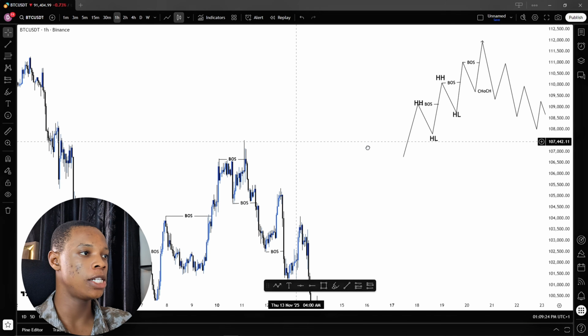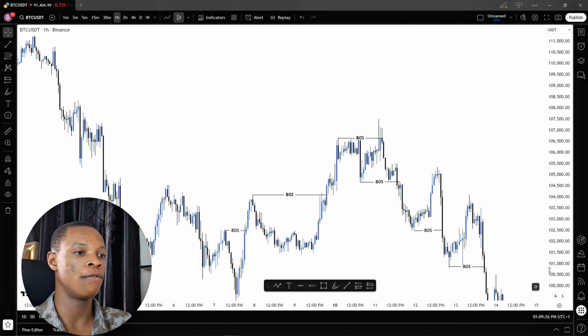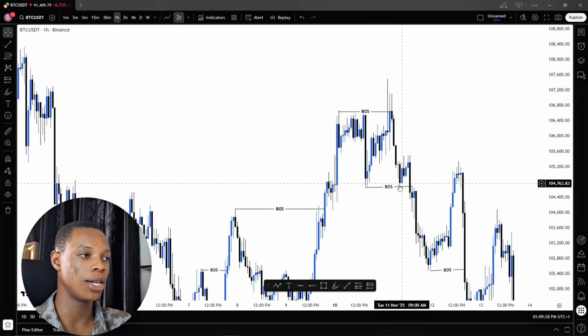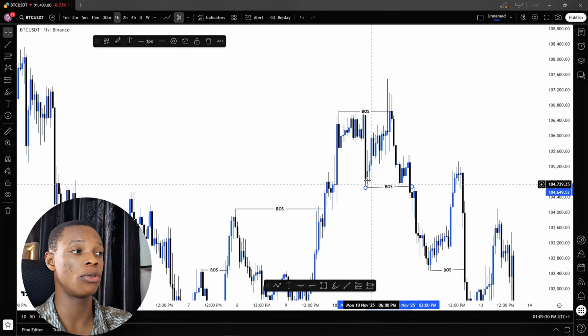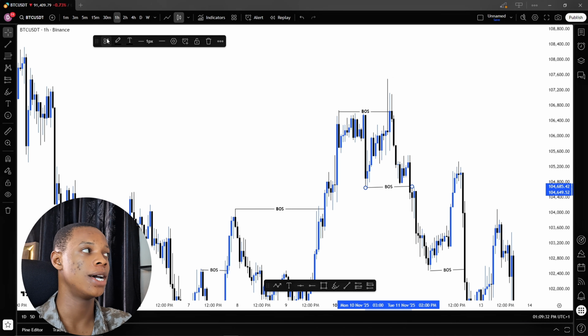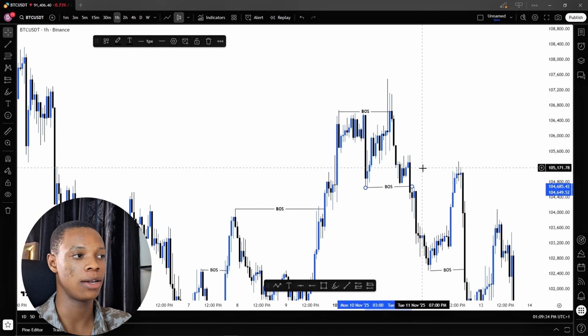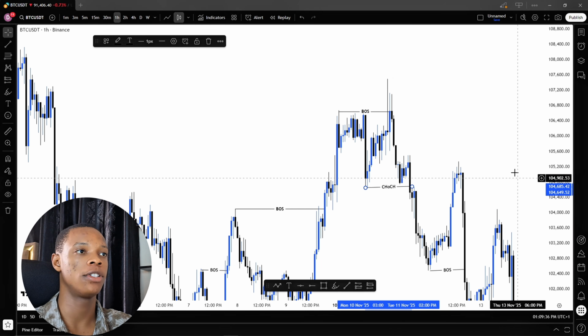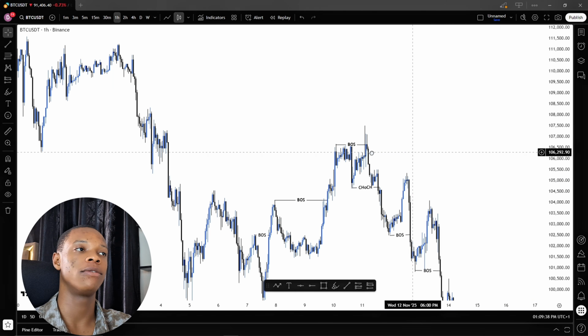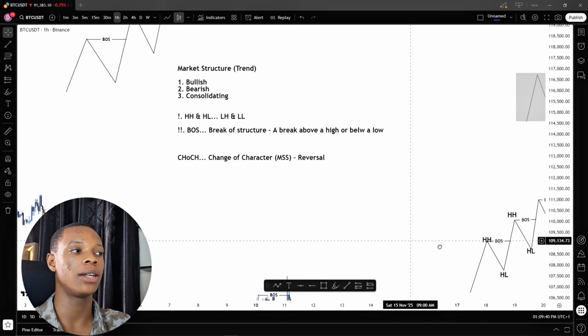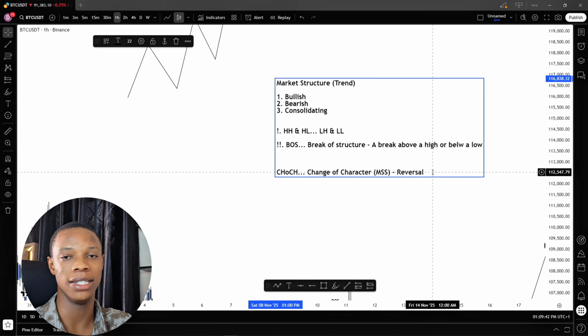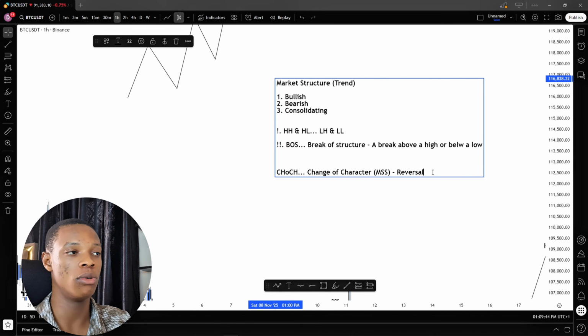Now, at this point as well, this was the first time that it broke to the downside. It hadn't broken to the downside, it had been breaking to the upside, but the first time it did, that's what we now call a change of character or market structure shift. Now, not all changes of character are valid. You can't just mark out every single change of character as valid. Only a few are valid.